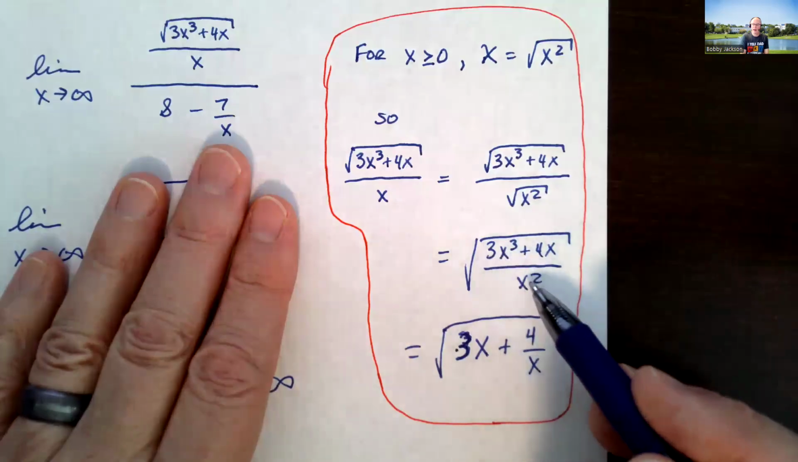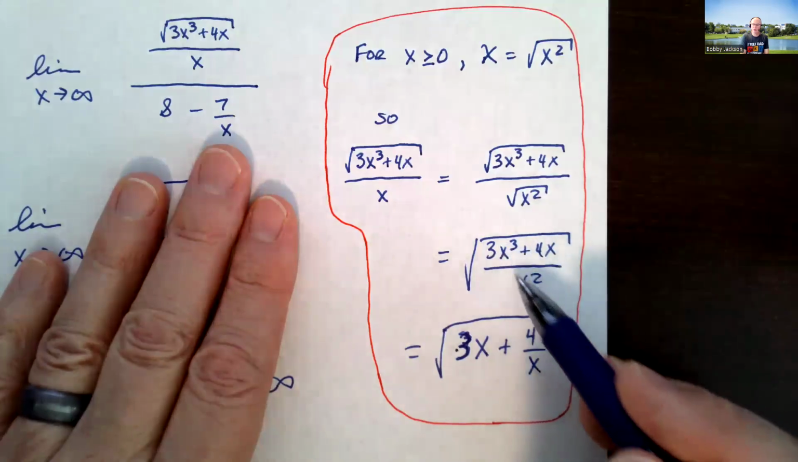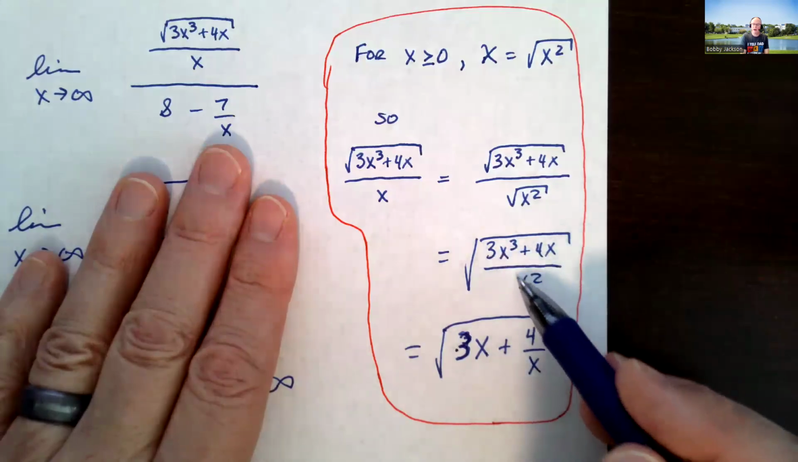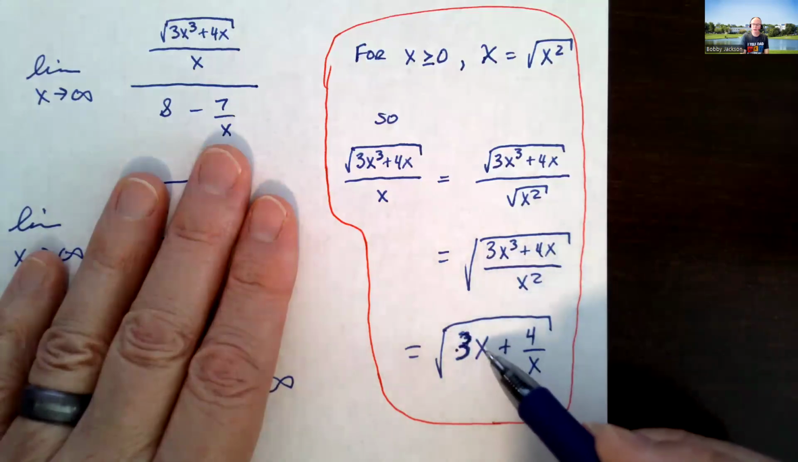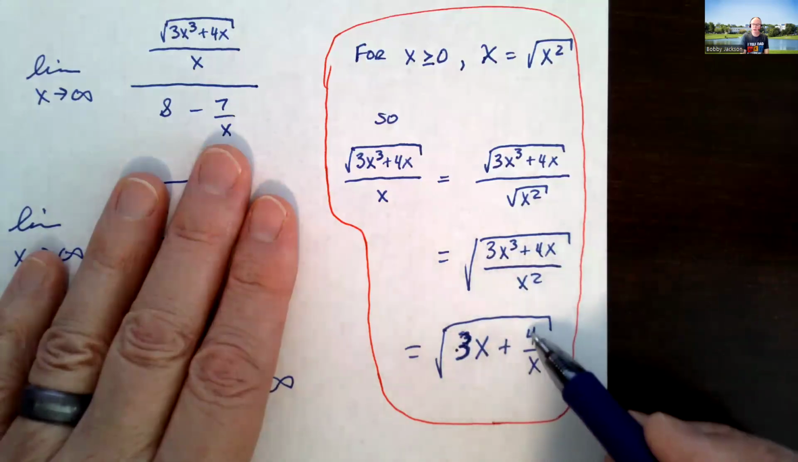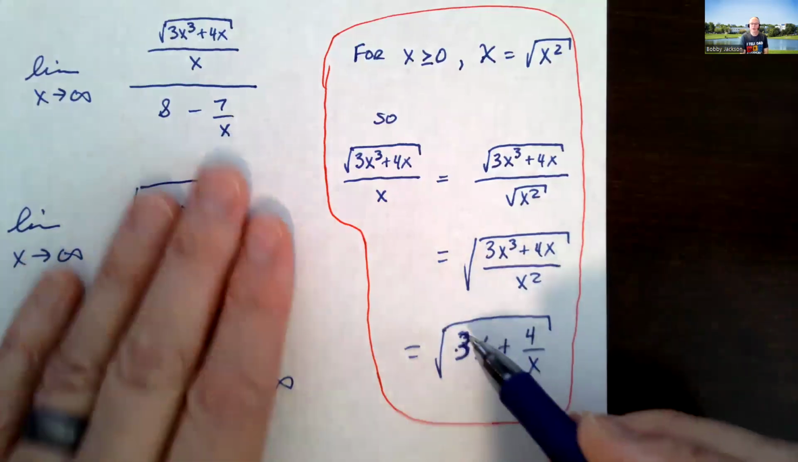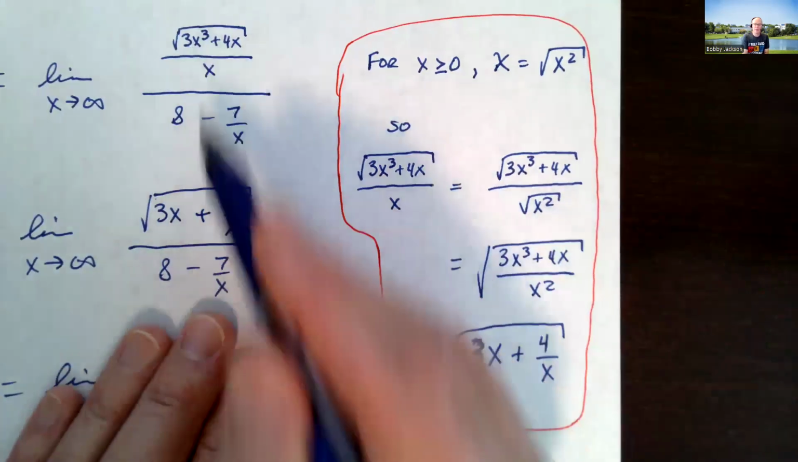3x cubed divided by, so I'm going to divide each of these terms by x squared. I'm going to distribute, right? So 3x cubed divided by x squared is 3x. 4x divided by x squared is 4 divided by x, right? And so that's what this becomes up top.